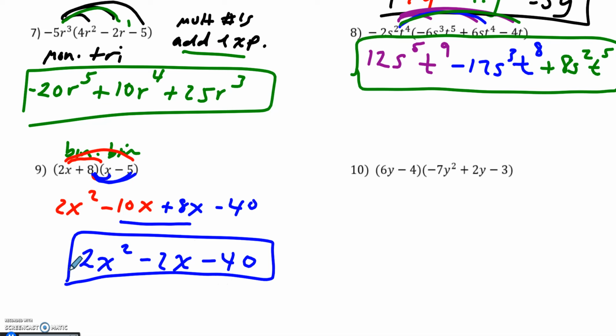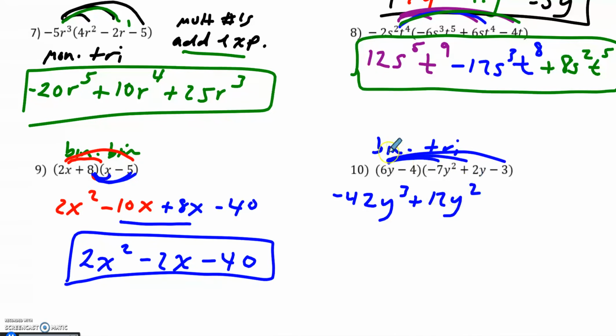Number 10 is when we're multiplying a binomial times a trinomial, and it's going to be similar in idea to number 9. I am first going to distribute the 6y in to all three terms in the second parenthesis. If I do so, I would have a negative 42y to the third, because I'm still multiplying the numbers and adding the exponents. 6y times 2y would be a positive 12y squared. 6y times negative 3 is a negative 18y.